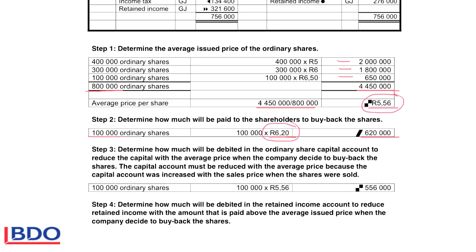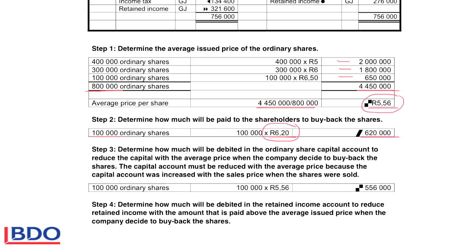If we look at our ordinary share capital account now, we see that the closing balance is 3894. So it means that our capital decreased from 4450 to 3894. And the number of shares was 800,000 minus the 100,000, so the number of shares reduced with 100,000. So it reduced from 800,000 to 700,000.